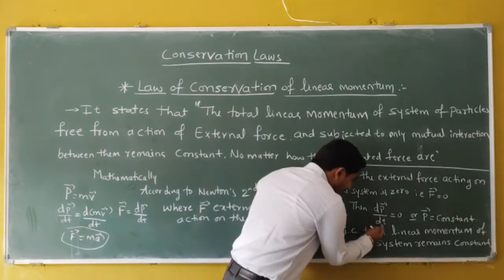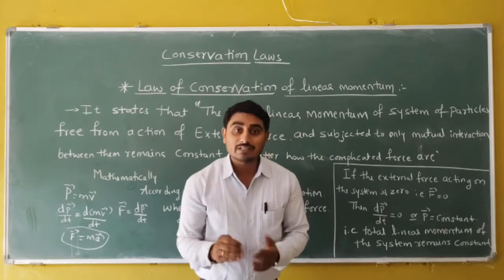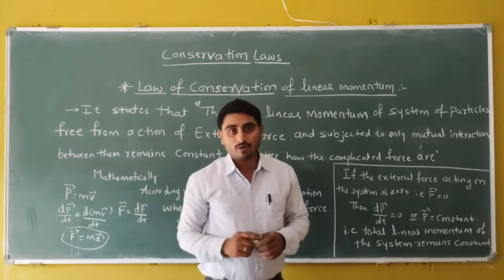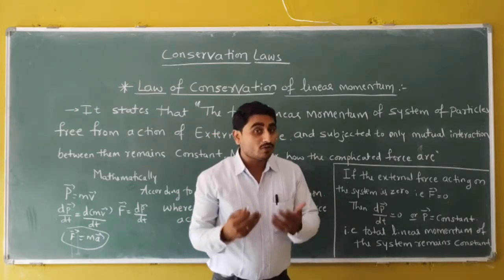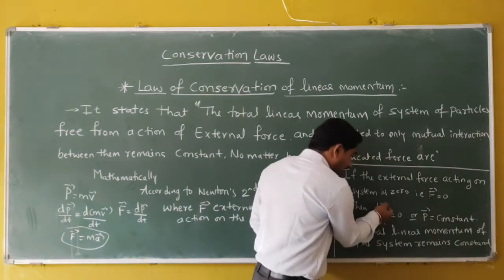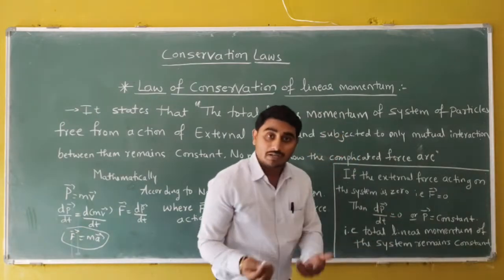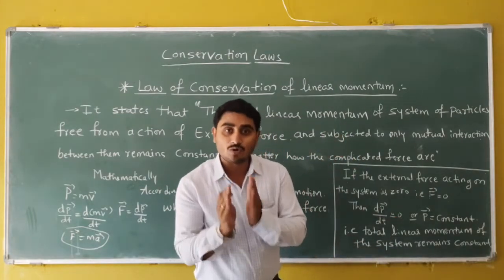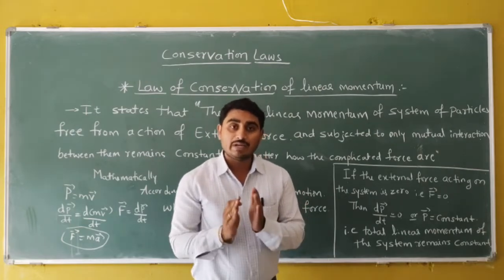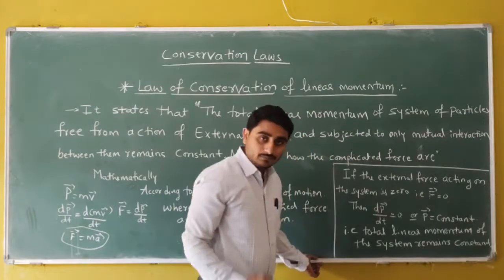Okay, the differentiation of some constant term is nothing but a 0. In differentiation you have already studied that the differentiation of any constant term is 0. So similarly here, if dp divided by dt becomes 0, it means what? It means P is constant, that is linear momentum is constant. So P is equal to constant, right?